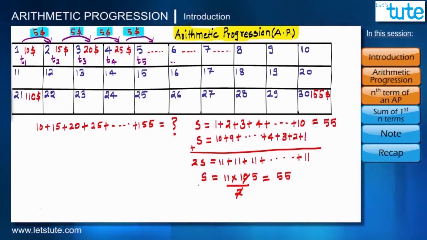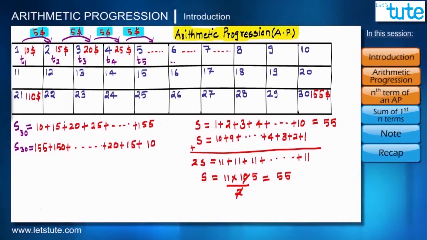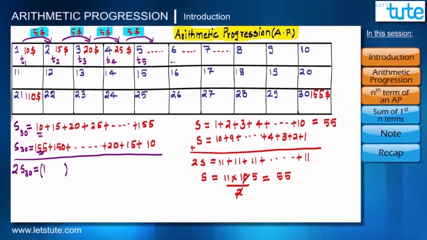We are going to apply the same logic to find the addition of all 30 payments. Let's do it. Let's write S30, where S denotes the summation and 30 denotes the summation of 30 numbers. Now we can write S30 in reversing order, that is 155 plus 150 plus and so on, 20 plus 15 plus 10. Let's add them. We'll get 2 times S30, and the addition of 155 plus 10 is 165. Again 150 plus 15 will give us 165.